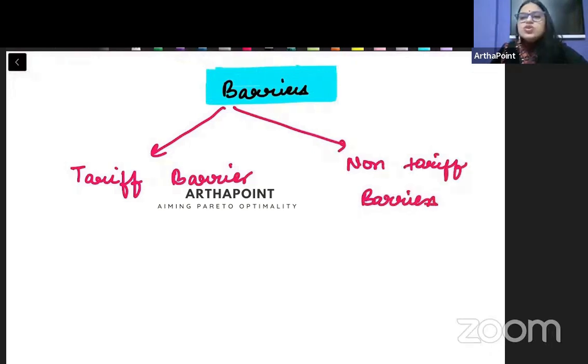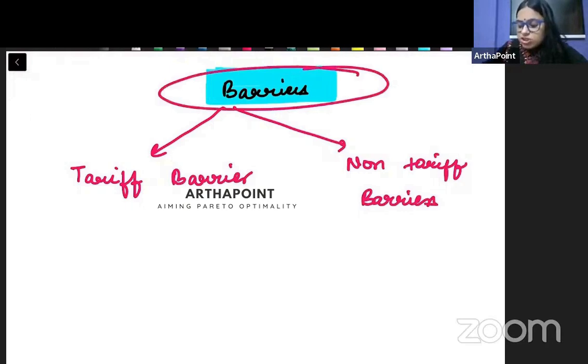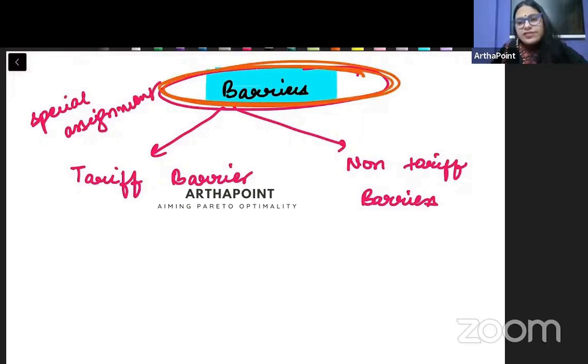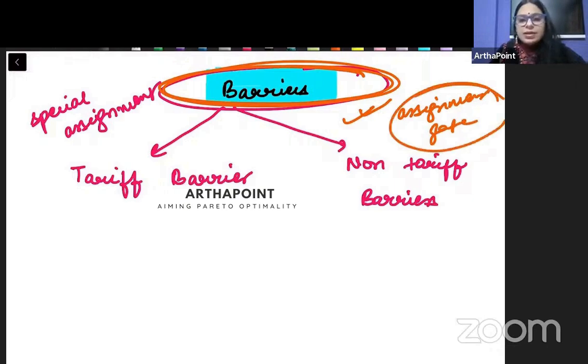But for students who have enrolled in our course, I have put a special assignment in international economics only on tariff versus non-tariff barriers. Please वो assignment सब कर लेंगे. Please do that assignment. It will be important from GATE exam point of view. ठीक है बेटा? Okay, coming back to the question.